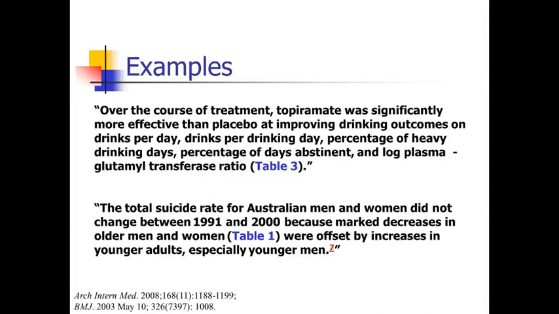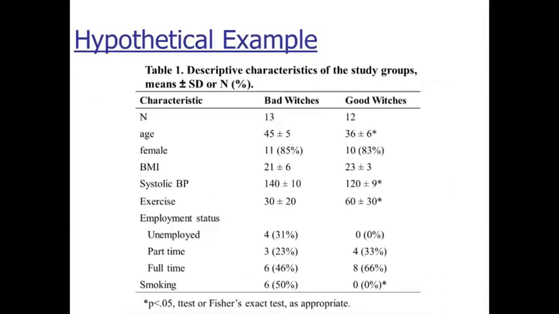Now I'm going to give you some examples of what not to do. I'm going to go back to that little hypothetical table we had on our study on bad witches and good witches. Imagine you're doing a study comparing bad witches and good witches. I gave you that made-up table 1 with some data on our witches showing that the bad witches tended to be a little bit less healthy. They were a little bit older. They exercised less, things like that.